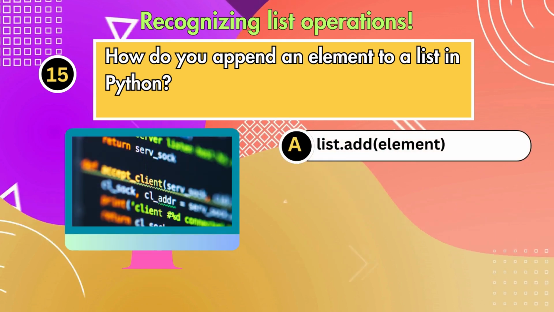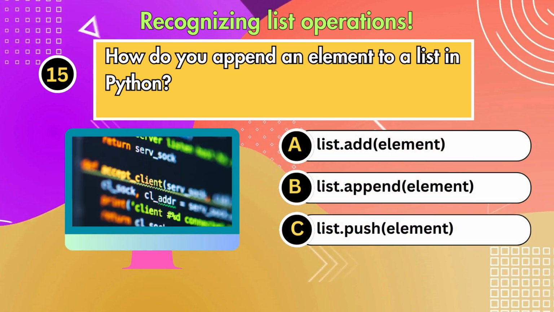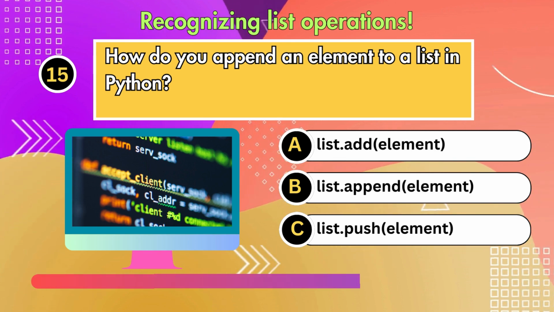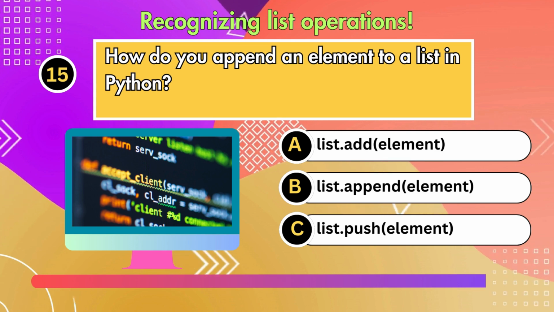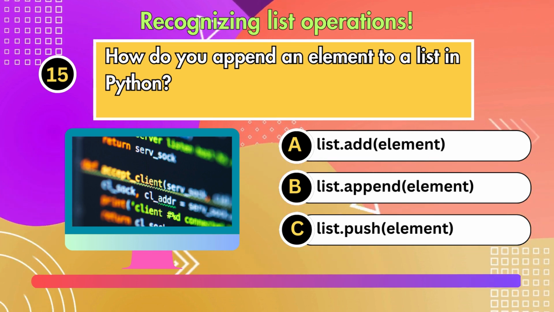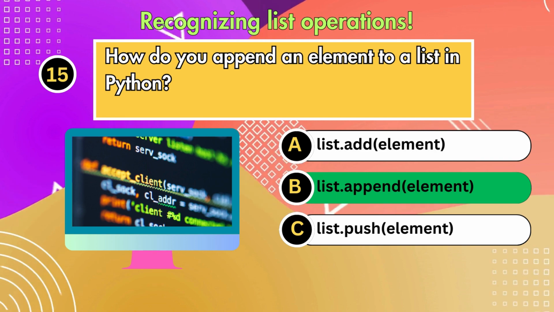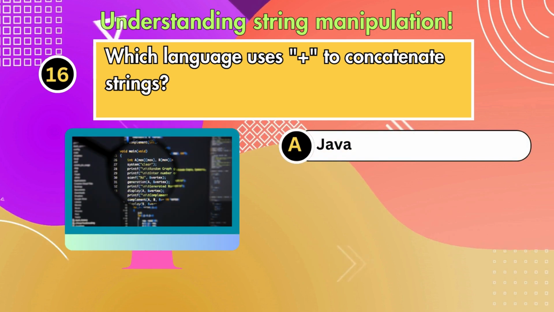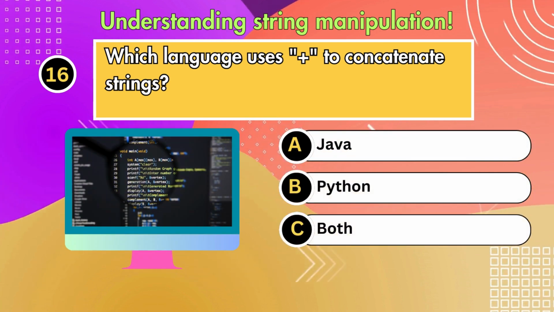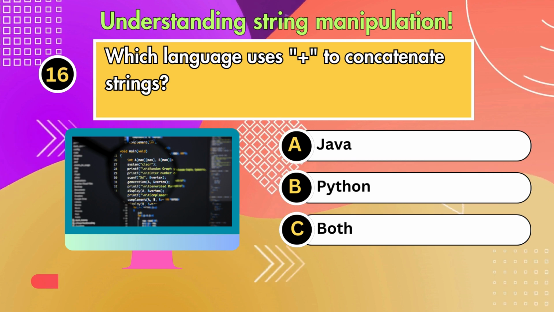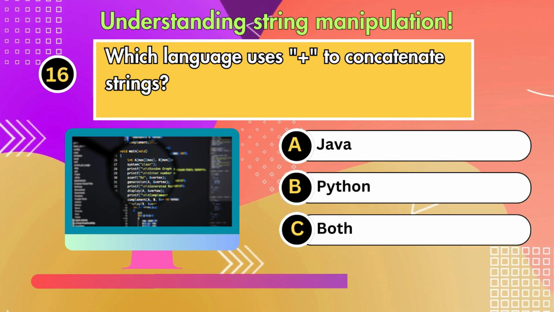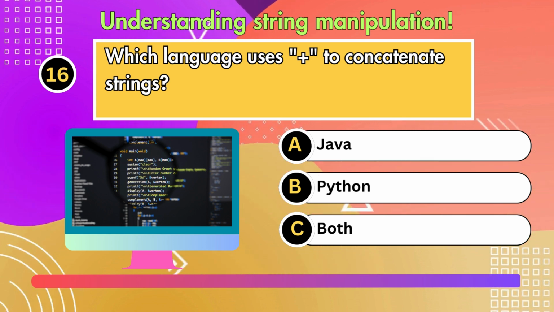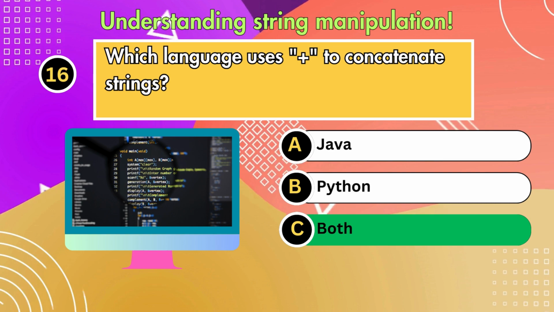How do you append an element to a list in Python? Answer is list.append(element). Which language uses plus to concatenate strings? Answer is both.